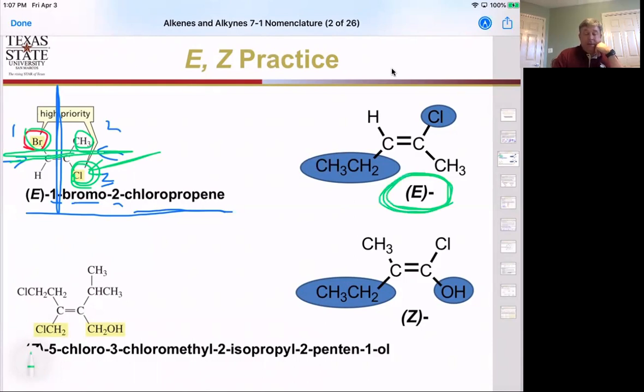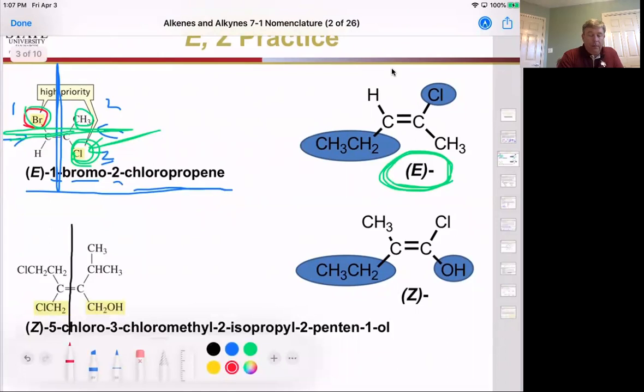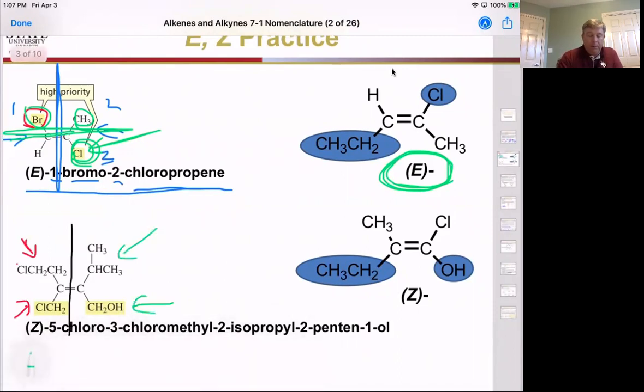Okay, so now let's take a slightly more complex compound right here. This 5-chloro, 3-chloromethyl, 2-isopropyl, 2-propene, 1-ol, okay? So let's start looking at individual sides here. Again, we're gonna cut the molecule in half. We are only gonna compare this group to this group right here. And on the other side of the molecule, we're going to compare that group to that group, okay?